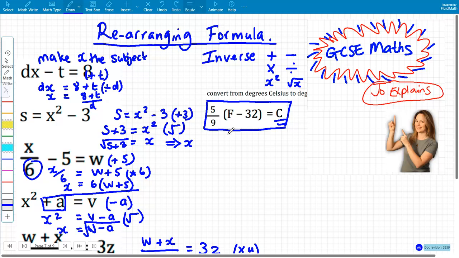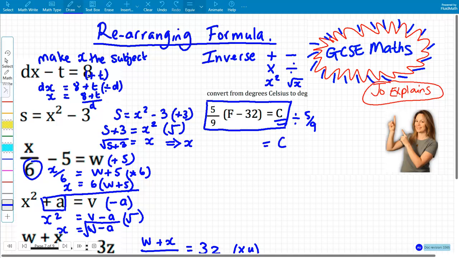So let's start breaking this down. In order to move this fraction over, we've got a couple of options. We could times by 9, divide by 5, or we could just divide by 5/9. And when we divide by 5/9, effectively we times by 9/5. So that's our dividing fractions rule, keep, flip, change. So I just say divide by the 5/9, and by doing that we times by 9/5. And if you're not sure what I'm talking about there, look at my multiplying and dividing fractions video, because it explains it.